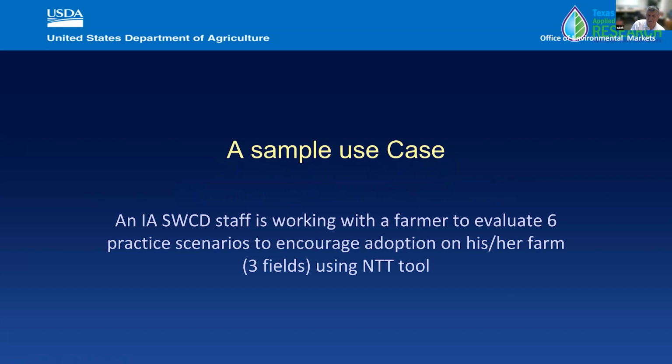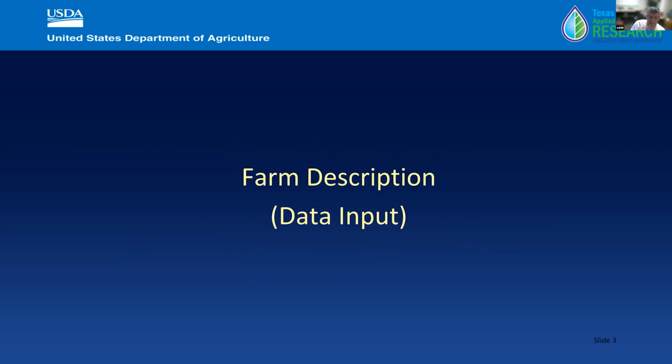In this case, we have an example where Iowa Soil Conservation District staff is working with a farmer to evaluate 6 practice scenarios to encourage adoption on his or her farm using the NTT tool. Next, please. So the farm description. We're going to see what the farmer's questions are, what the farm is, and what practices the farmer does.